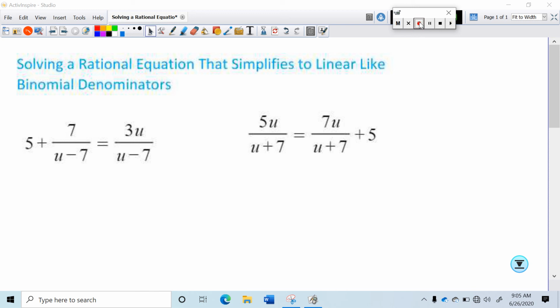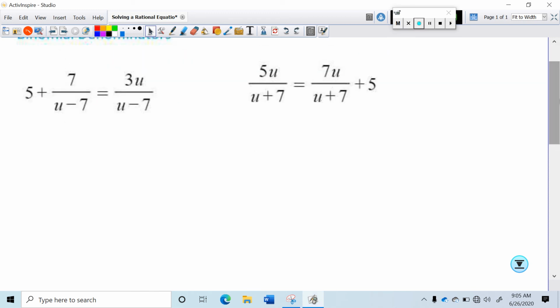The first thing I'm going to show you is to get rid of the fraction. So you want to take your denominator, which these are actually binomials, so I'm going to put binomials in parentheses. They're the same thing. So I'm going to take with each term and write that binomial beside each term like this.